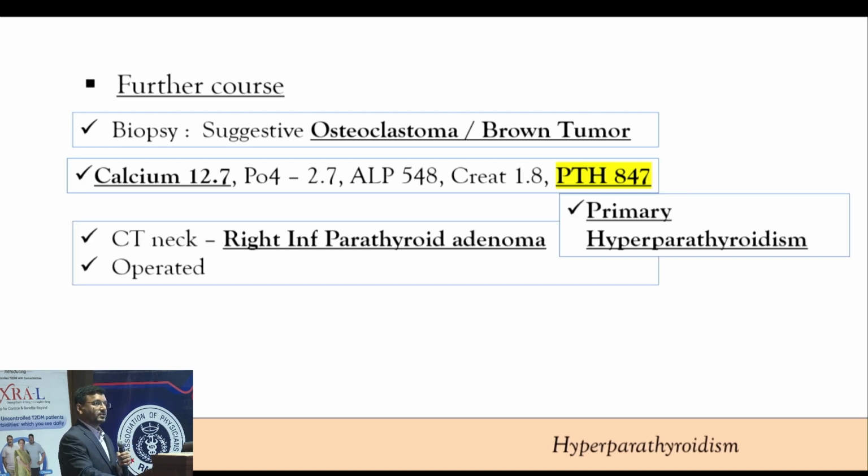After that, she was referred for the endocrine workup. Then localization was done via CT neck. It showed the right inferior parathyroid adenoma, which is the most common site of parathyroid lesion, and she was operated, and then she was cured.